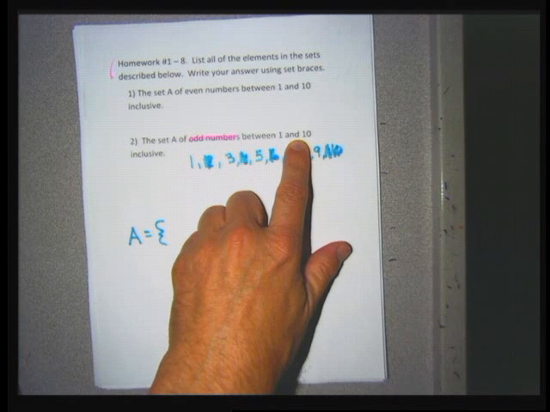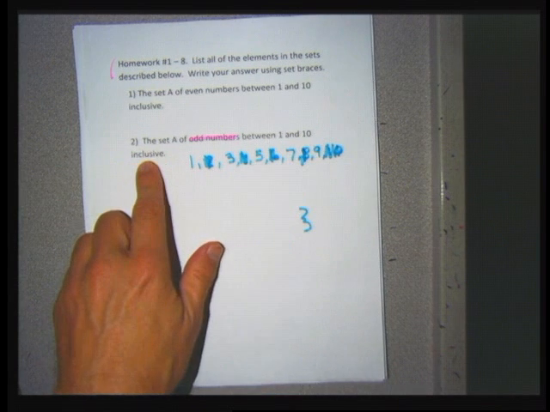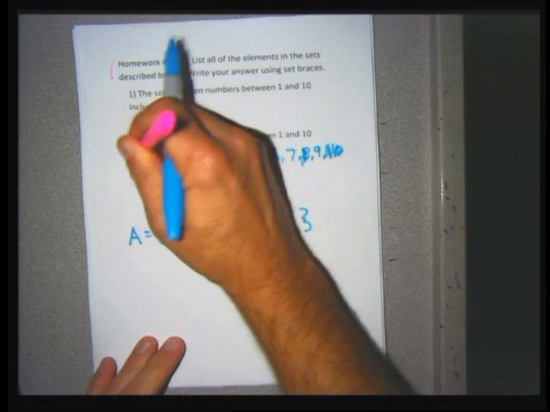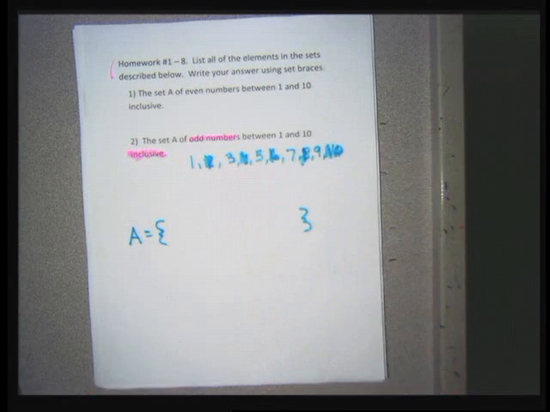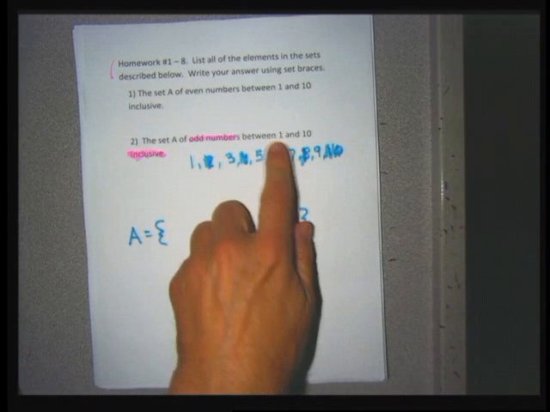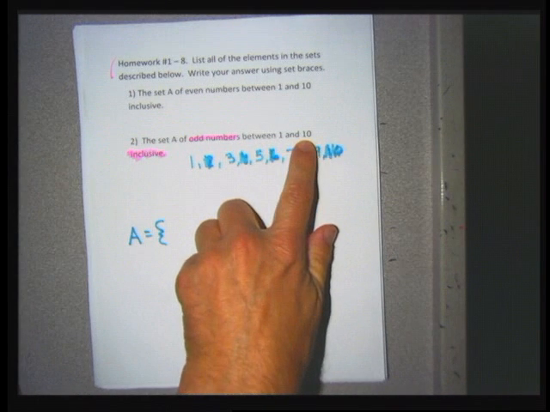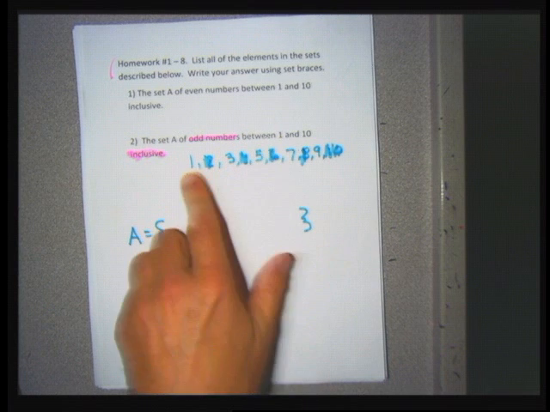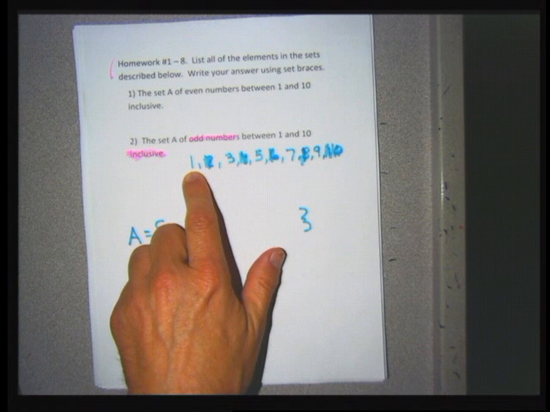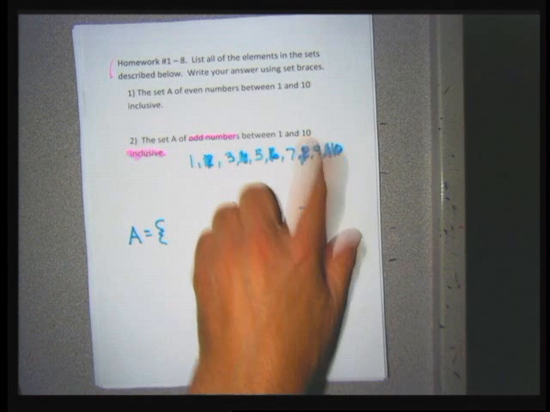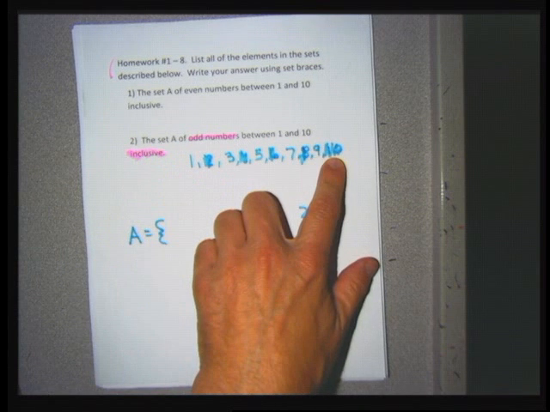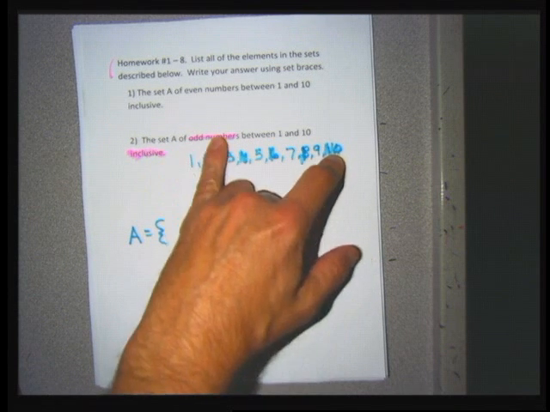But anytime I'm listing a set, I have to determine whether I can include or exclude the first and the last number. Because of the word inclusive, I'm supposed to include the first and the last number mentioned if they're part of the set. So I'm supposed to include the 1 and the 10 if 1 and 10 fit the set definition. Well, 1 fits the set definition because it's an odd number, so I'm going to include it in my answer. But 10, because it's not an odd number, even though it's mentioned as an endpoint, I'm not going to put it in my answer.